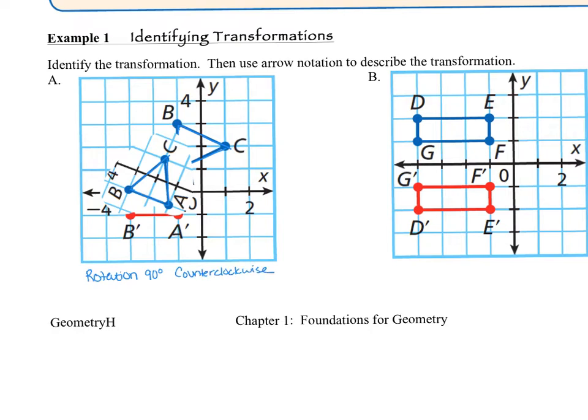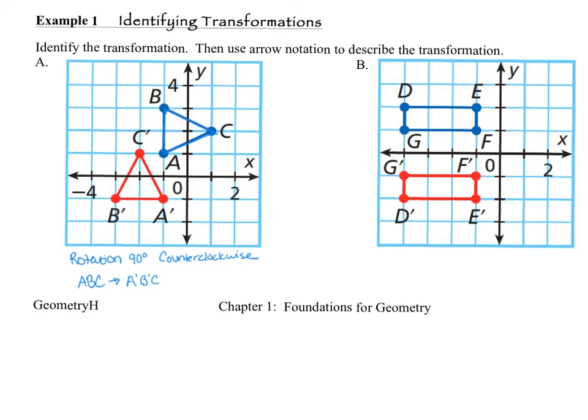So we label rotations with the amount of degrees that happened in the transformation, and then we state if it was clockwise or counterclockwise. So triangle ABC maps to A prime, B prime, C prime. Let me put a triangle in front of those. Triangle ABC maps to triangle A prime, B prime, C prime.